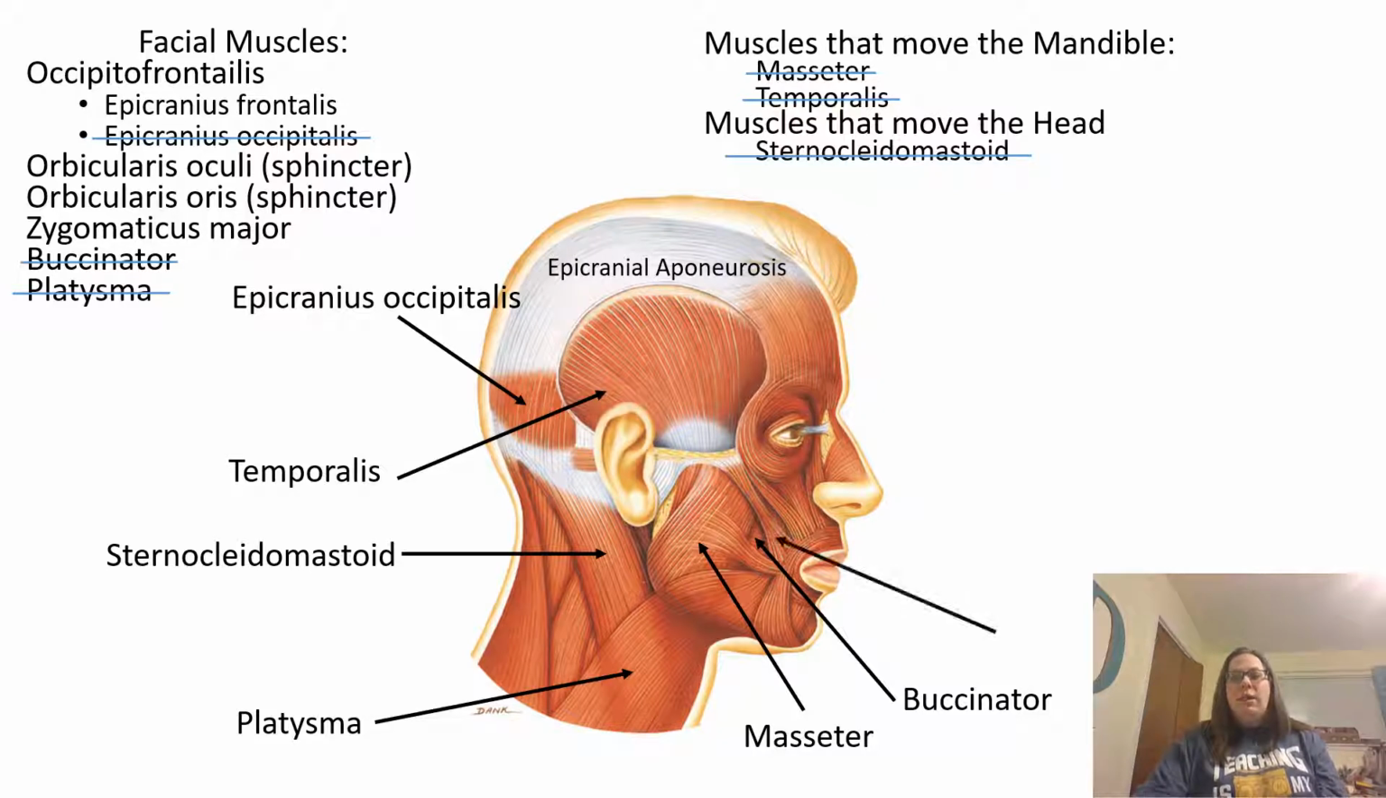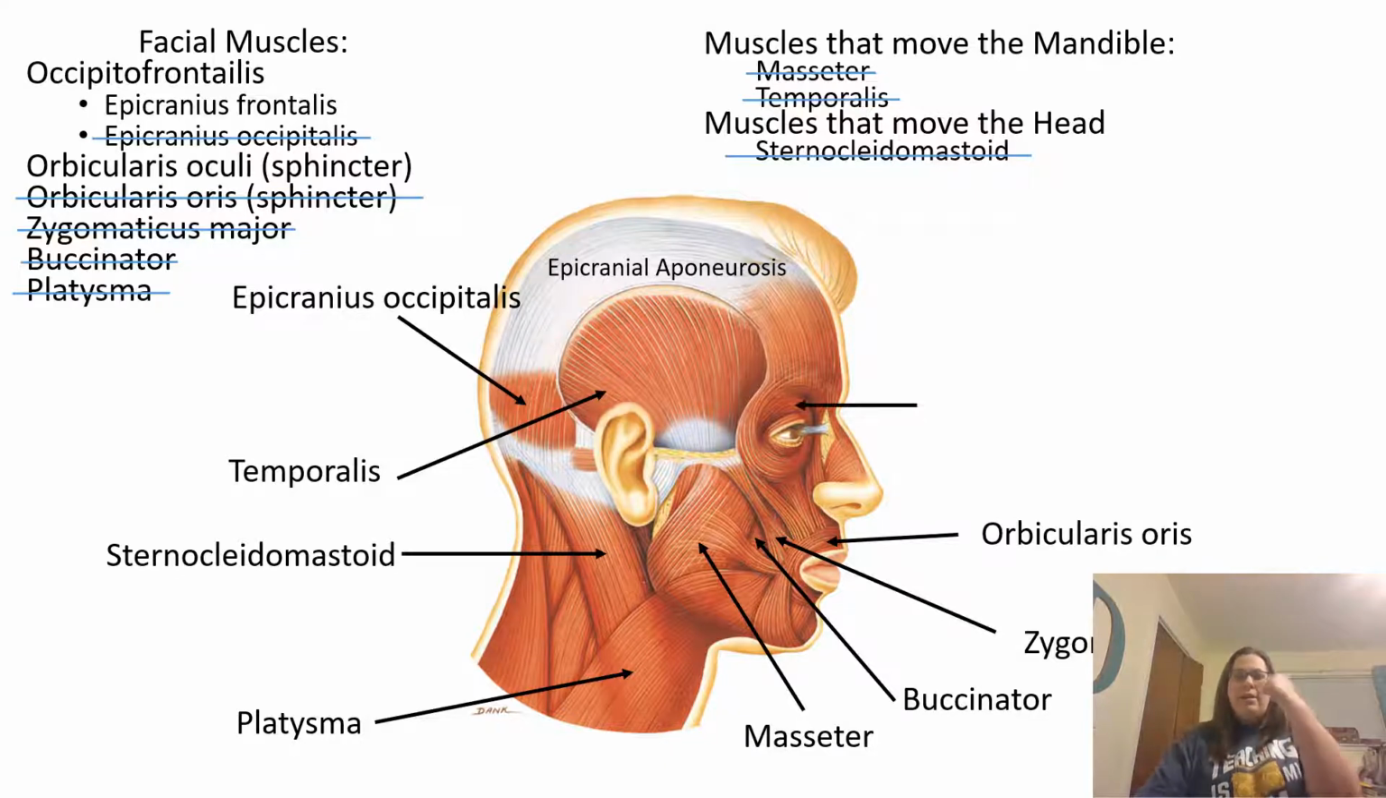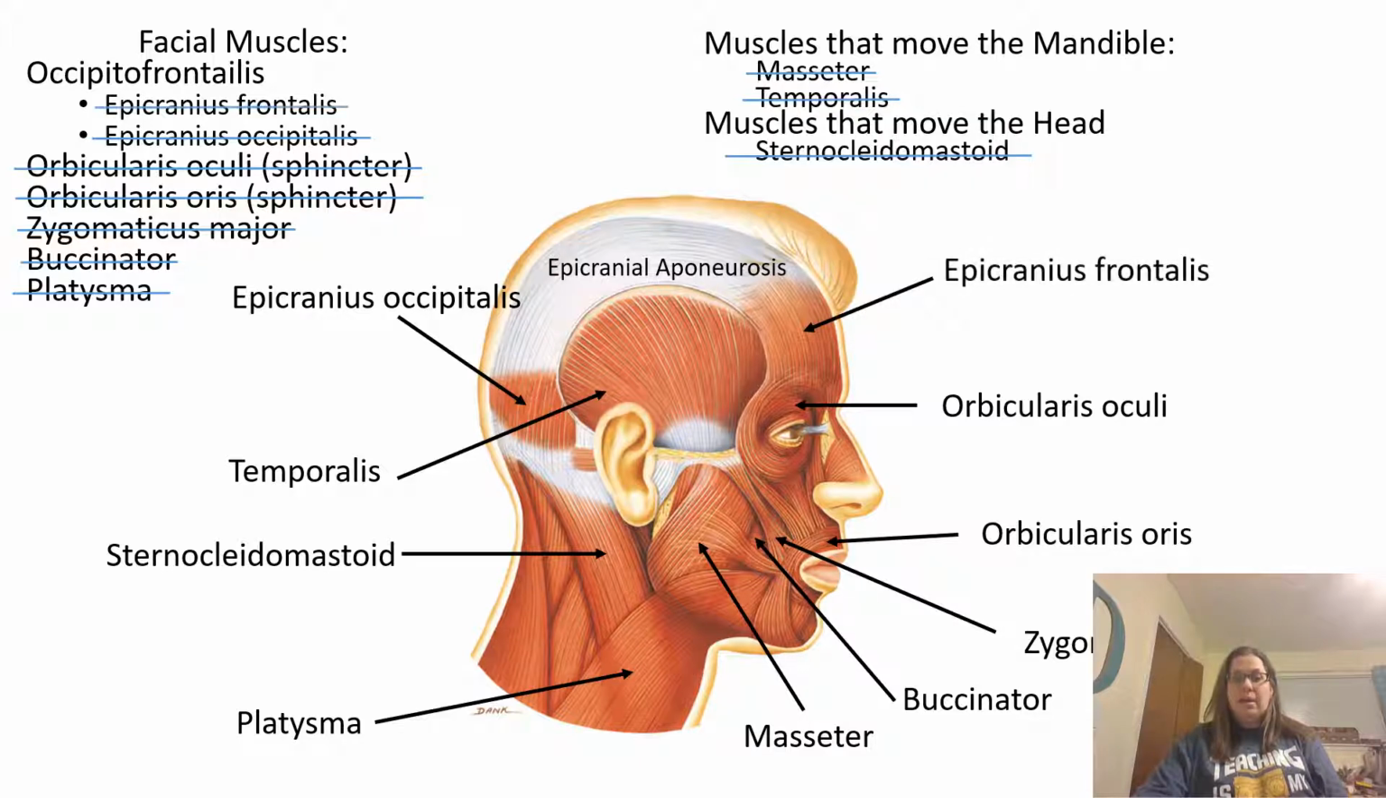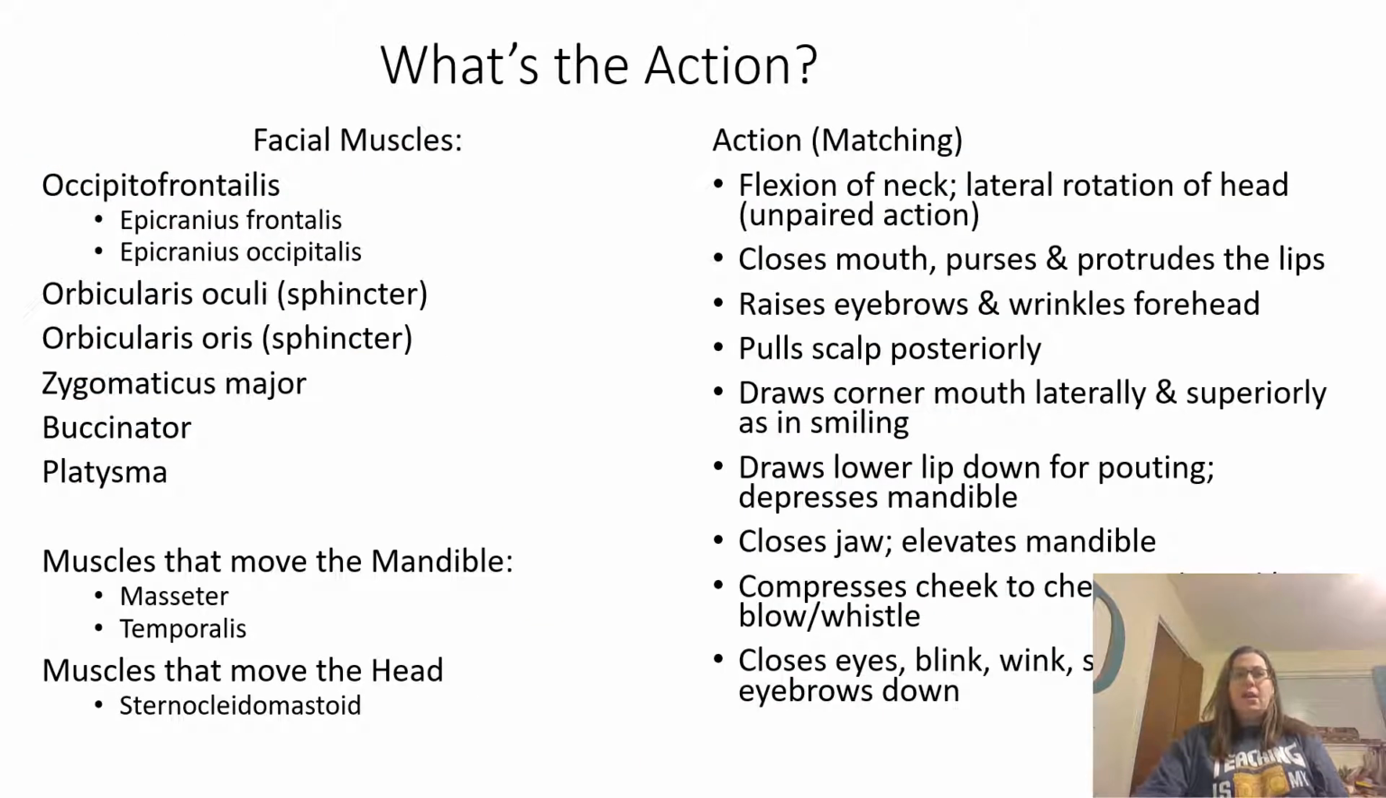We also see that we have the one that comes and attaches to the zygomatic bone. This is called the zygomaticus major. So it's going to go to the corner of your mouth up to your zygomatic bone. We also have the one that goes around your lips, which is going to be the orbicularis oris. Around your eye is going to be the orbicularis oculi. And the one that's up here on the forehead on top of the frontal bone is going to be the epicranius frontalis. All right, so this is going to be their locations. Now let's look at what their action is.